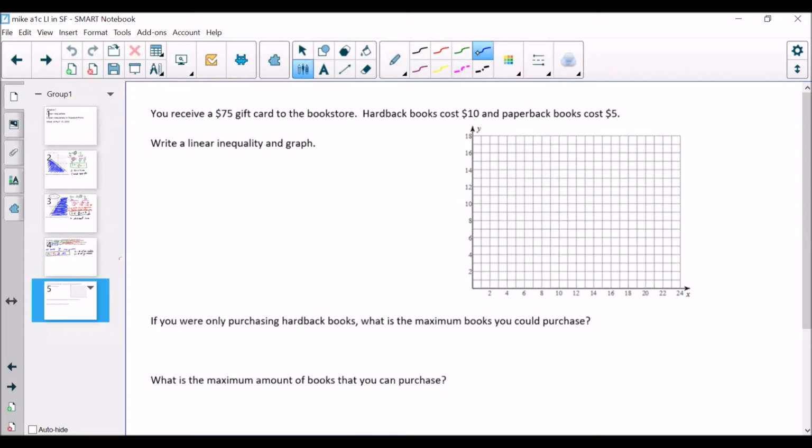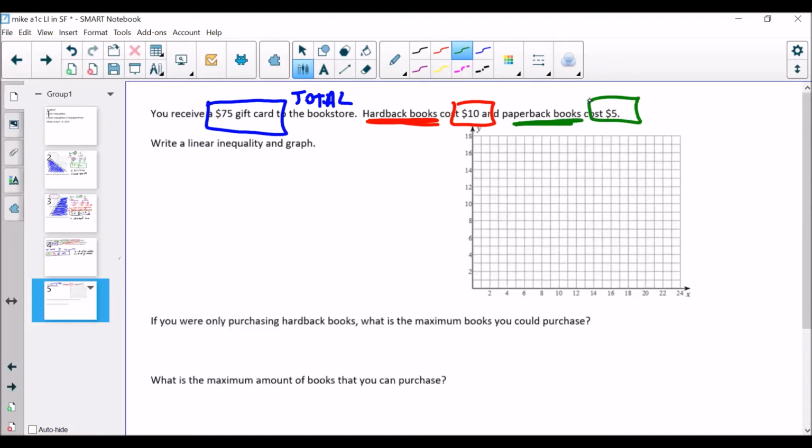This one's a little bit different from the previous one because we're receiving this $75 gift card to a bookstore, and that is the total amount of money we have here to spend at the bookstore. Our two things that are unknown involve our hardback books that cost $10, and we know we have paperback books that cost us $5. So I'm going to go ahead and call the amount of hardback books X and the amount of paperback books Y.